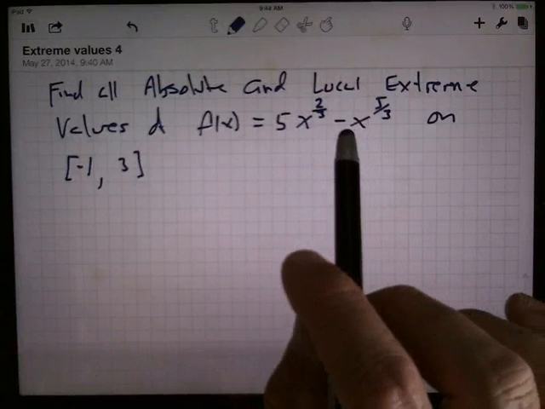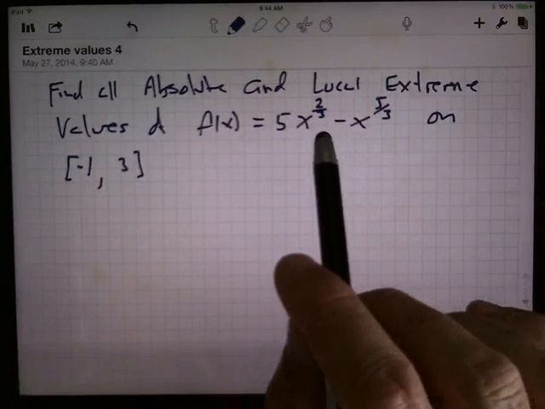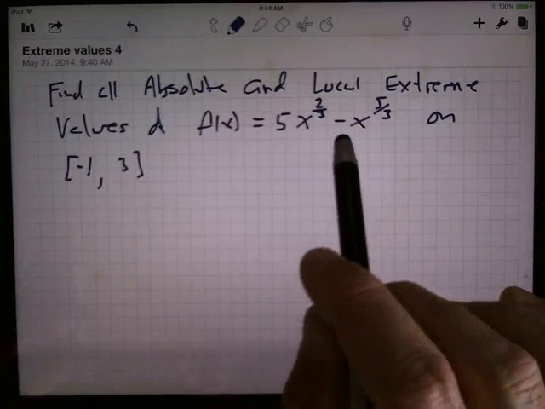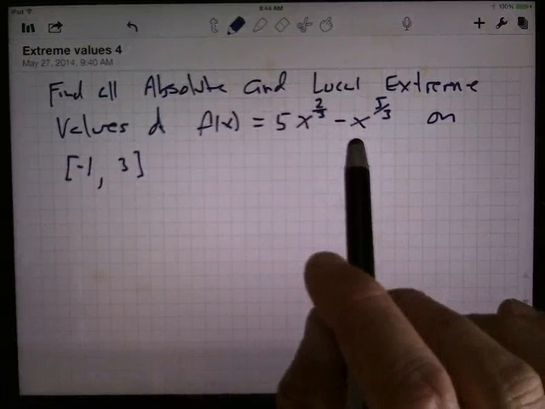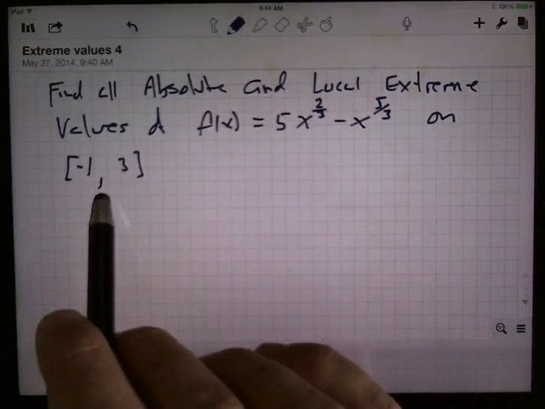With it being cube roots, it doesn't matter whether you've got positives or negatives being plugged in there. So you can always take cube roots, you can square them, you can raise them to the fifth, you can subtract. Nothing goes wrong here. This is a continuous function on the whole real line. In particular, it's continuous on the interval from -1 to 3.